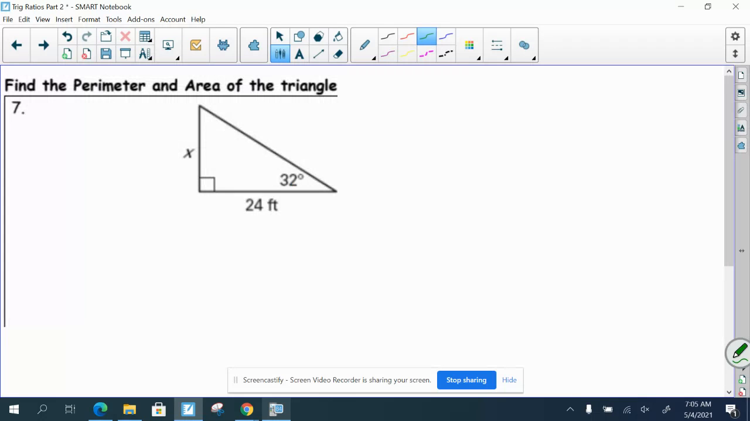Okay, and then this one, find the perimeter. So I know it says only to find x, but to find the perimeter and area, we'll also have to find the hypotenuse. So first of all, let's take 32. We have opposite and adjacent sides. So we have the legs. That means we're going to use tangent to solve for x. So the tangent of 32 equals opposite x over 24, adjacent.